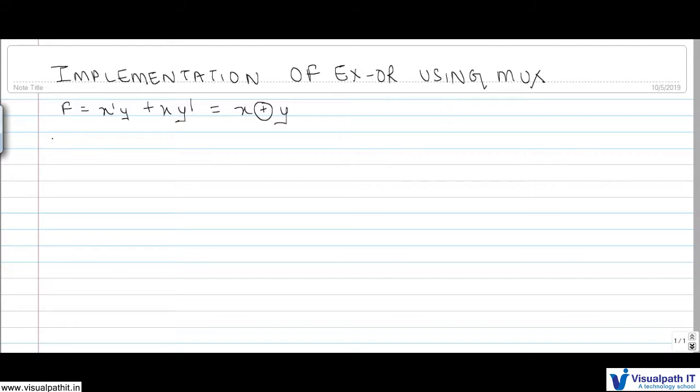If you analyze this function, it has two variables. Since I have two variables, the input lines will be 2 to the power 2, so it has 4 input lines, which I will also call address lines, and there will be two selection lines, x and y.